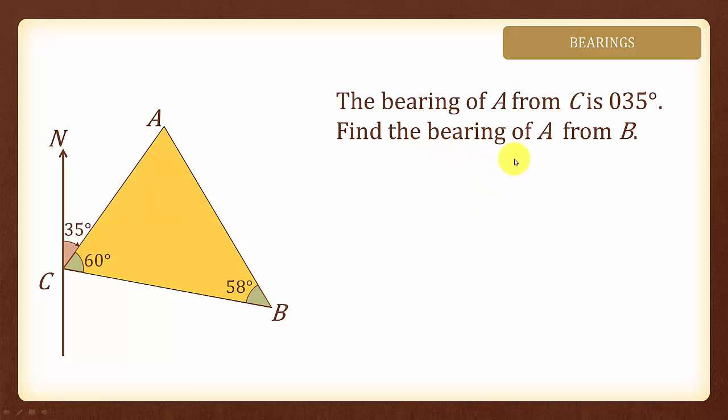We are now asked to find the bearing of A from B. In order to do so, we will first need to draw a north line at B. And the bearings is the angle from the north line to the line AB. We will start off with a point at the upper part of the north line, let's say here. Can you find this angle here?